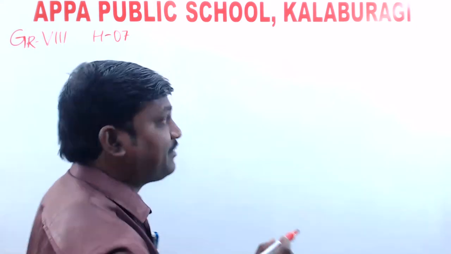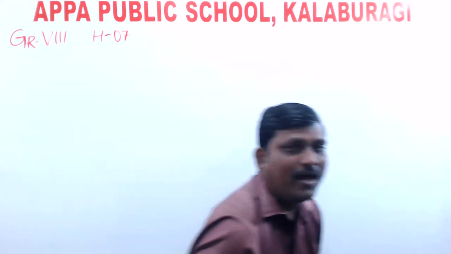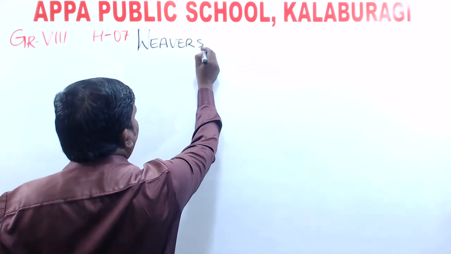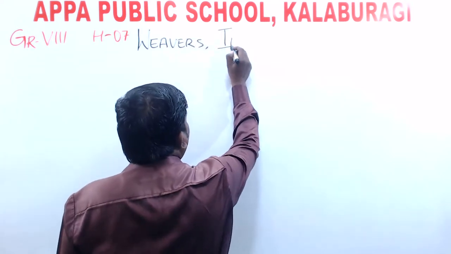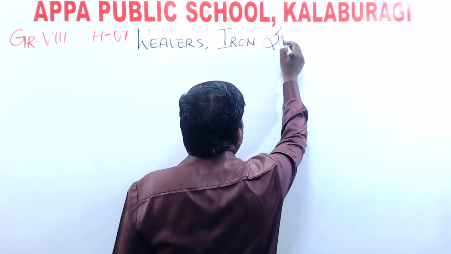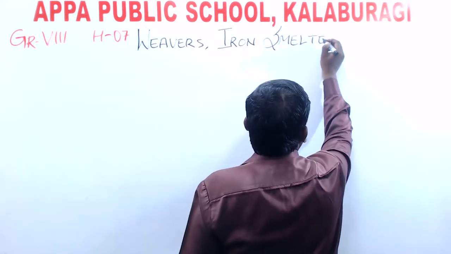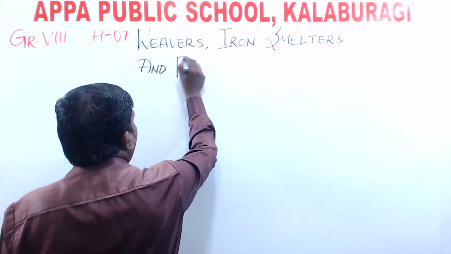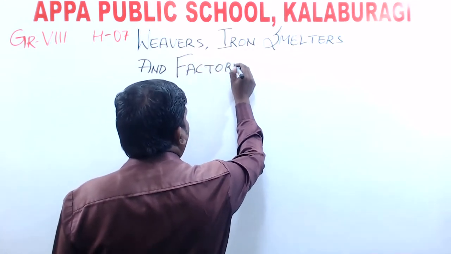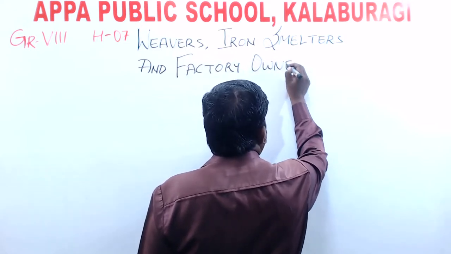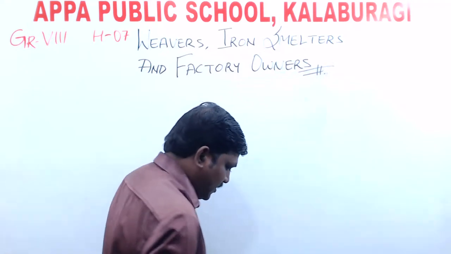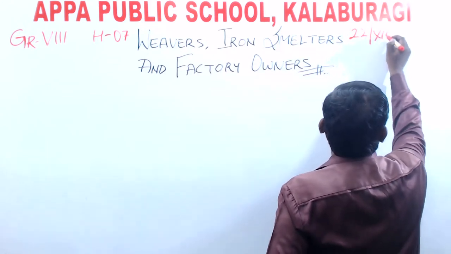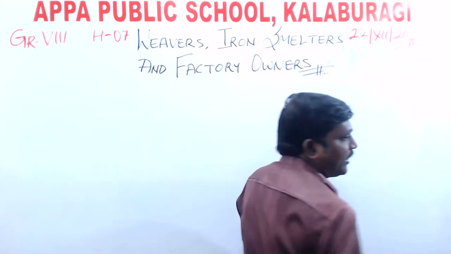Okay, so the name of the chapter is Weavers, Iron Smelters, and Factory Owners. And today the date is 22nd of December 2020, right?